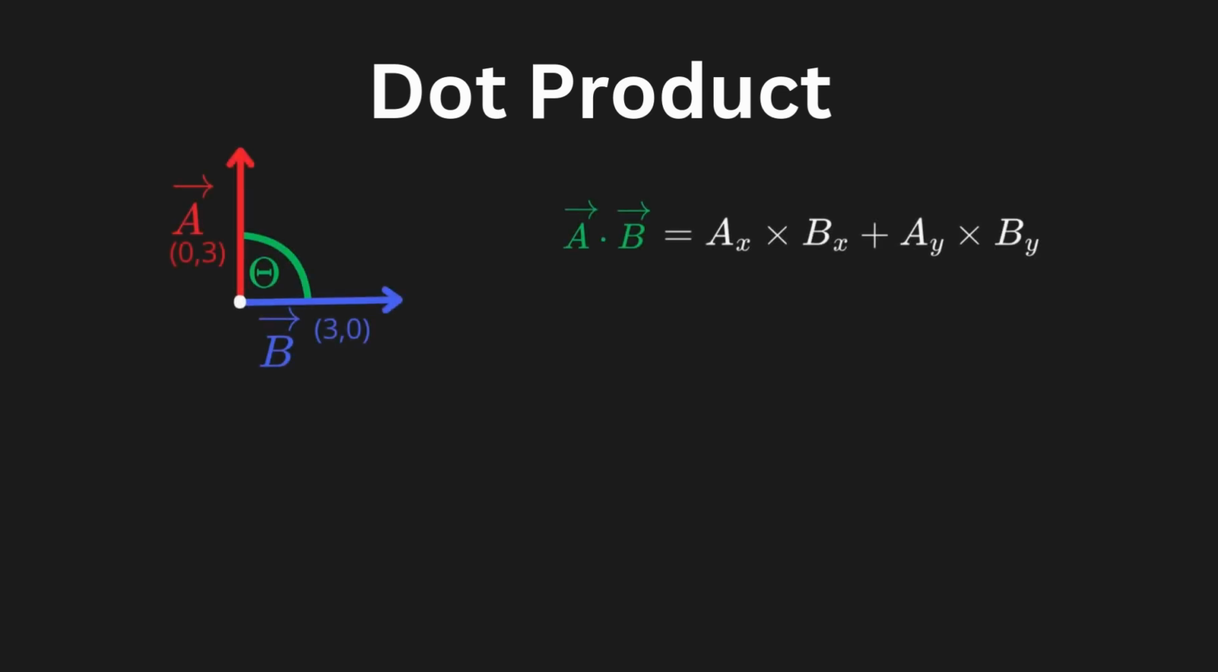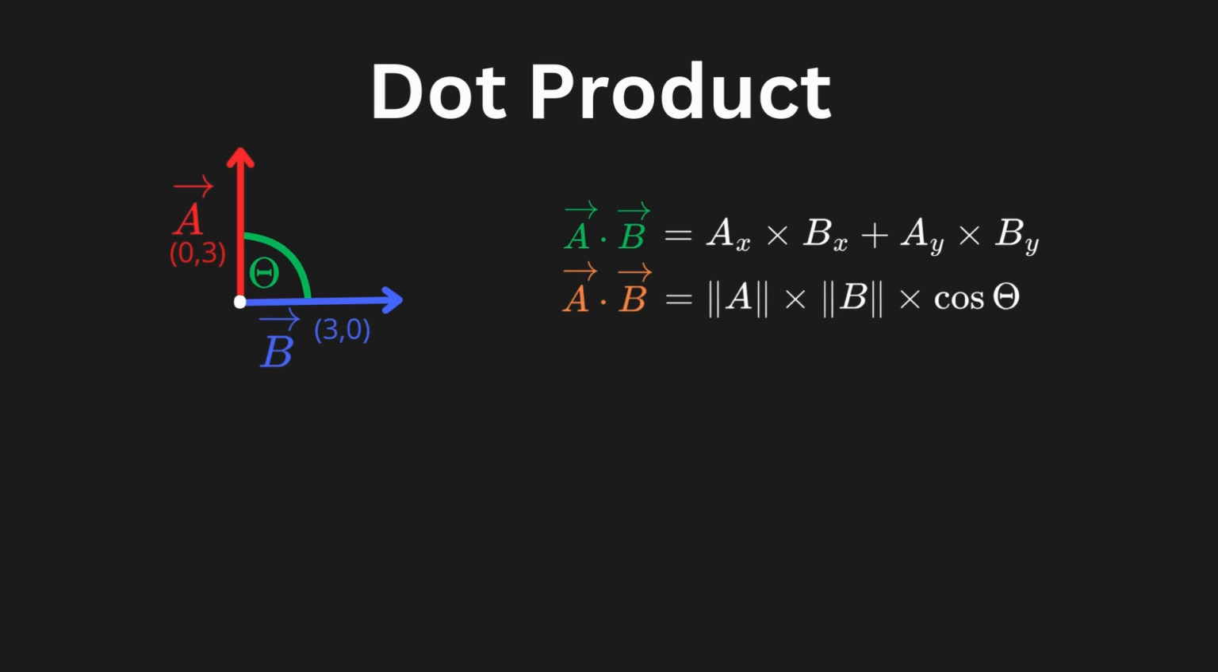Now we are going to complex operations. First is the dot product. The dot product is an operation that results in a number. This operation has two equations. The first involves multiplying the corresponding coordinates and adding them, and the second involves multiplying the magnitude of the vectors by the cosine of the angle between them.